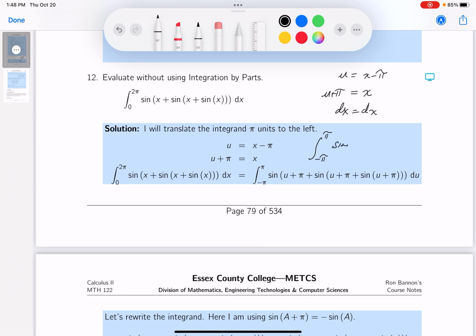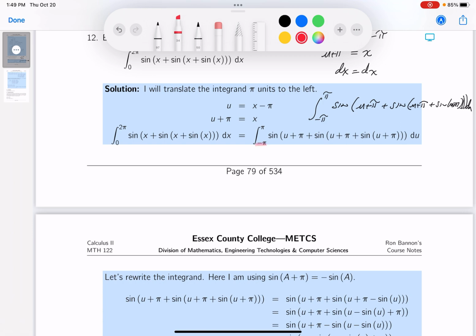So what are you going to get? Sine, and what's x? Well, x is just u plus pi. Plus sine, u plus pi. Plus sine, that's going to be tough to jam in there, u plus pi. Let's see what we got over there, because we have two more to go. And that's going to be du now. Let me show you where this is written, nice and neat for you. Minus pi to pi, sine of u plus pi, sine of u plus pi, sine of u plus pi, and a du there.